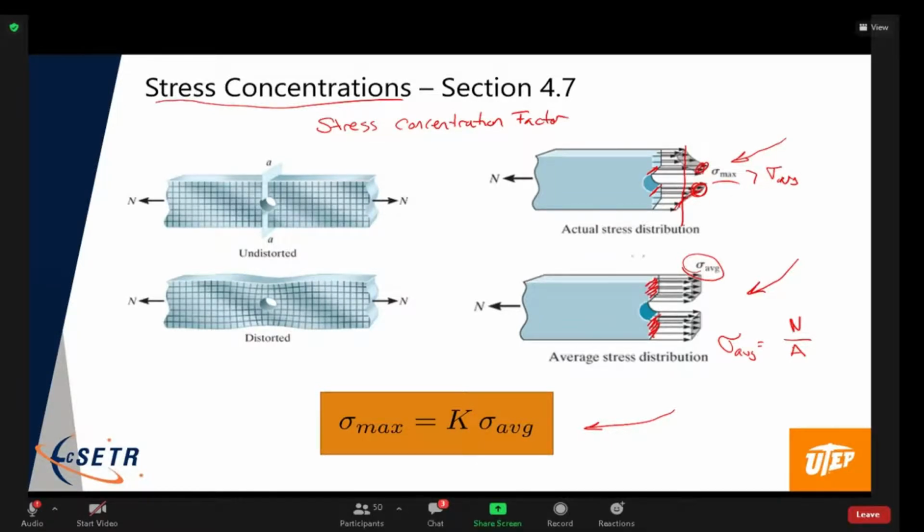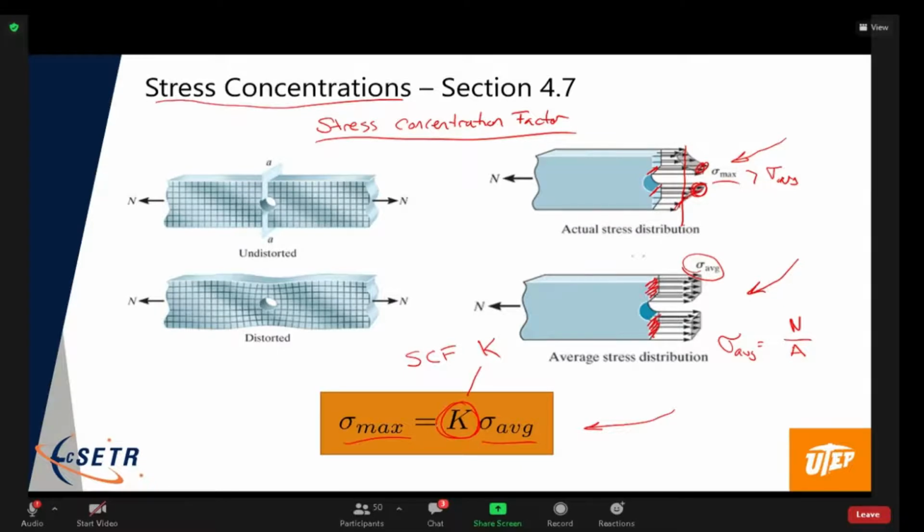So instead of using or reporting the average stress, we multiply the average stress by this factor, the stress concentration factor. A lot of times it's called SCF, the stress concentration factor, K, which is greater than 1. And that gives you the peak stress. That's the stress you want to design to. So if the peak stress is above the allowable stress, then your design is going to fail, at least theoretically.